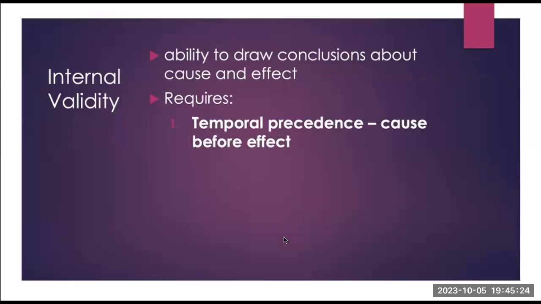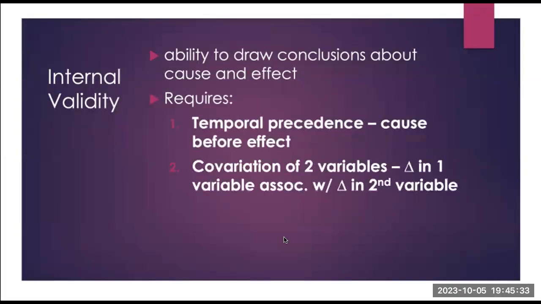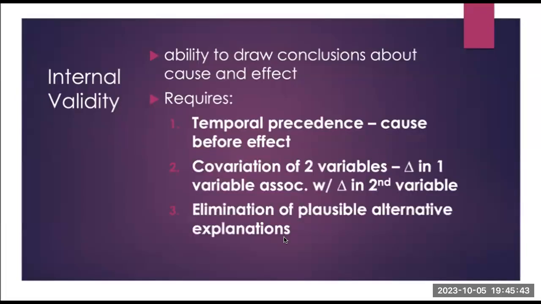So 1, you have to establish temporal precedence. In other words, you have to manipulate the independent variable before you see a change in value in the dependent variable. We want to see there's covariation of those variables, that when you manipulate the independent variable, the value of the dependent variable changes as well. We also want to eliminate plausible alternative explanations. And we do this by either using random assignment, or we control extraneous variables.